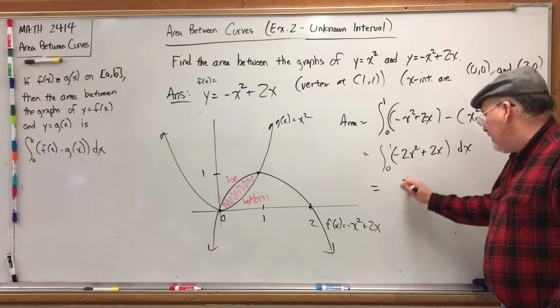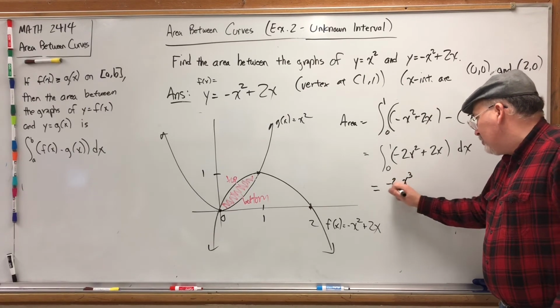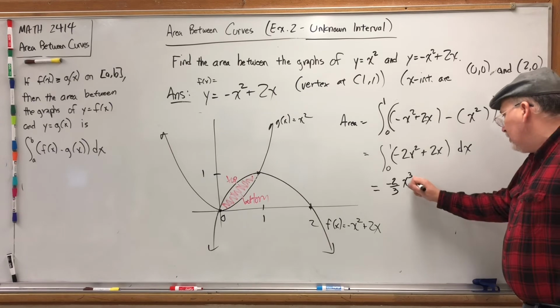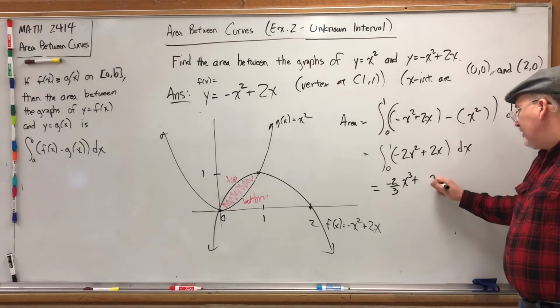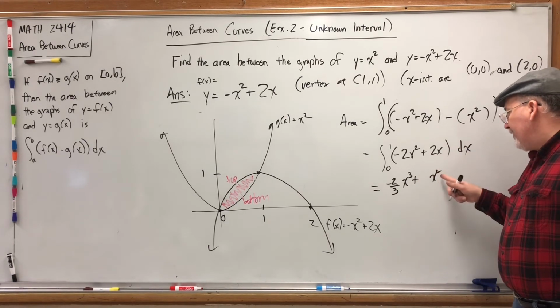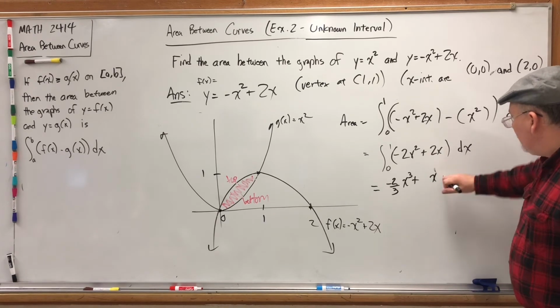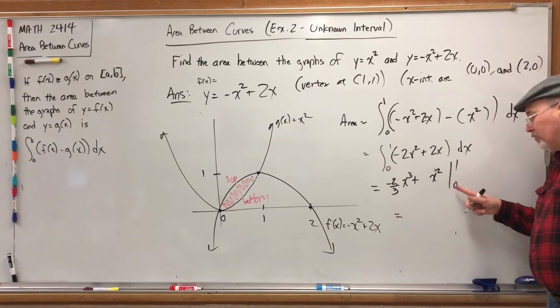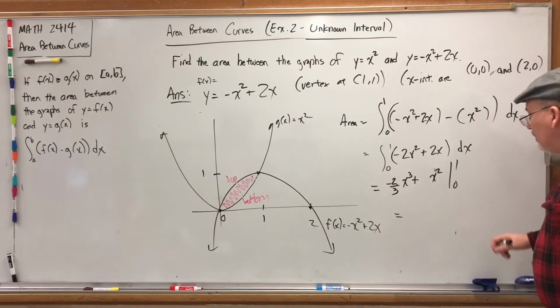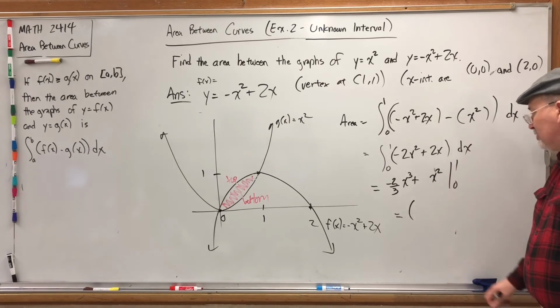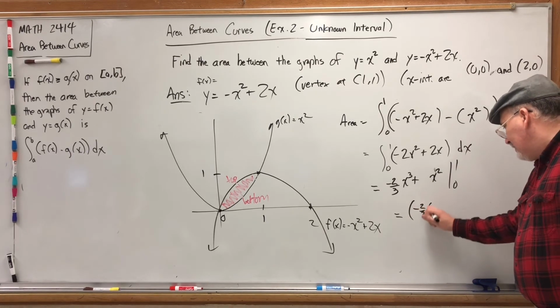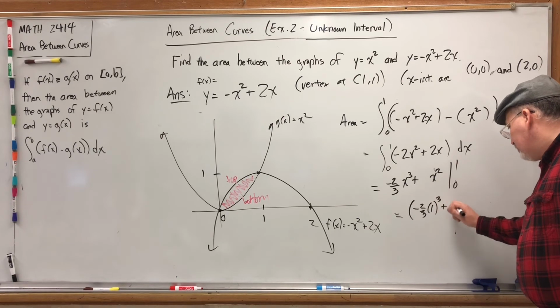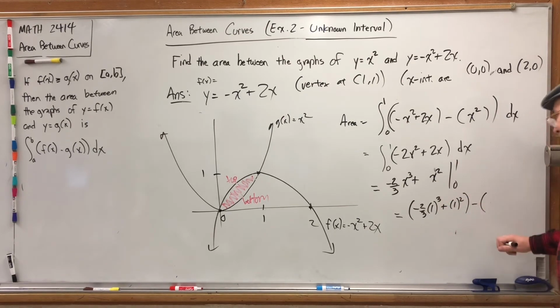All right, so let's integrate this thing. Add 1 to the power to get x cubed, divide the coefficient by that new power, negative 2/3 x cubed, plus add 1 to this power to get x squared, divide this coefficient by the new power, but 2 divided by 2 is 1, so it's just x squared. From 0 to 1, and in this case the 0 is ignorable because it annihilates the antiderivative, but to be consistent I am going to substitute everything. Negative 2/3 times 1 cubed plus 1 squared minus negative 2/3 times 0 cubed plus 0 squared.